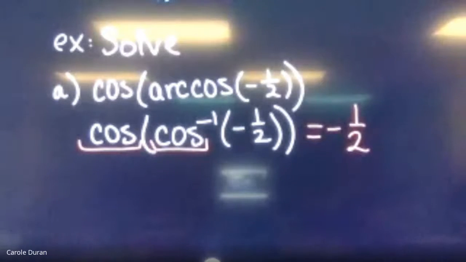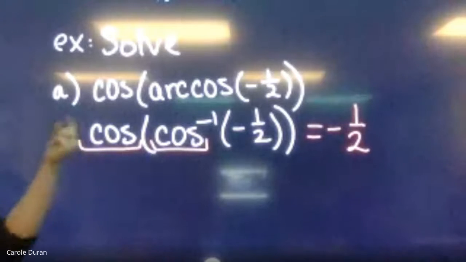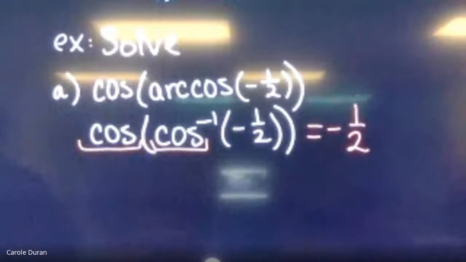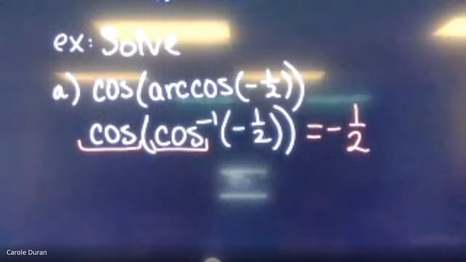If the inside and the outside are the same, they cancel. If the inside and the outside are different, they cannot, and we'll have to do it the long way. These two are the same because they're both cosines, just one of them is an inverse. So they're inverses of each other, and yes, they cancel.